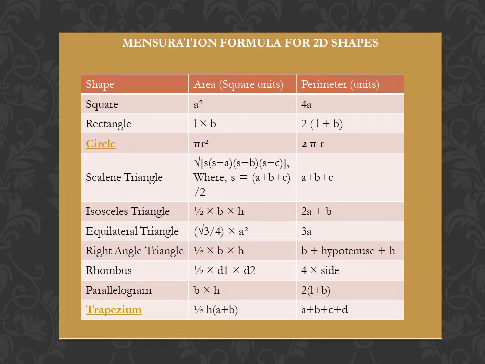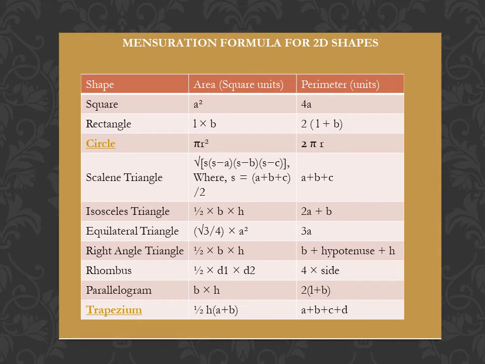Rhombus. Area of rhombus, it is very important. Half into d1 into d2. And perimeter is 4 into side. Parallelogram. Area is base into height and perimeter is 2 into length plus breadth. Trapezium. Area is half into sum of parallel sides, a plus b means sum of parallel sides, into height. What is its perimeter? a plus b plus c plus d.